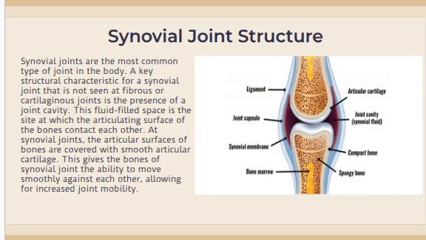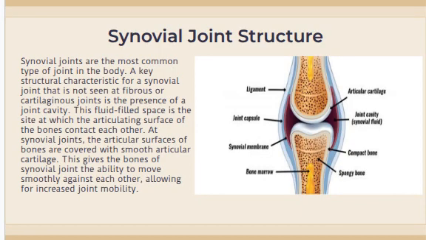And then moving on to the synovial joint structures. So the synovial joints are the most common joints in the body. A key structural characteristic for a synovial joint that is not seen at fibrous or cartilaginous joints is the presence of a joint cavity. This fluid-filled space is the site at which the articulating surfaces of the bones connect to each other. At synovial joints, the articular surfaces of bones are covered with smooth articular cartilage. This gives the bones at a synovial joint the ability to move smoothly against each other, allowing for increased joint mobility.